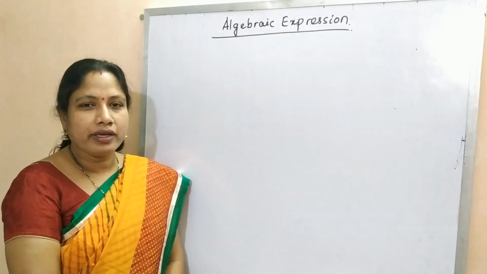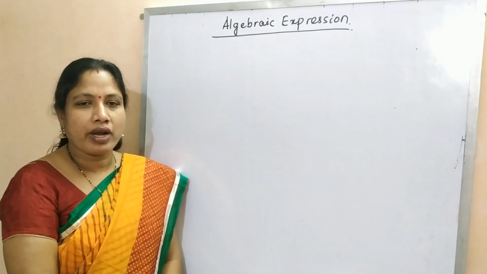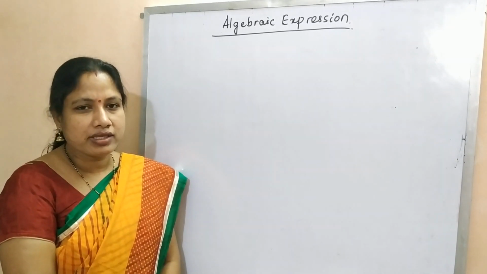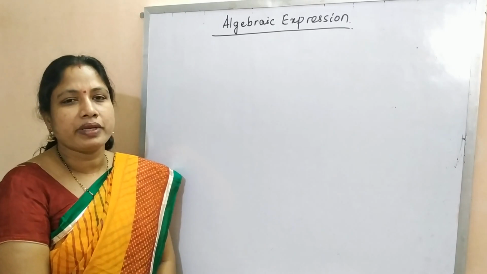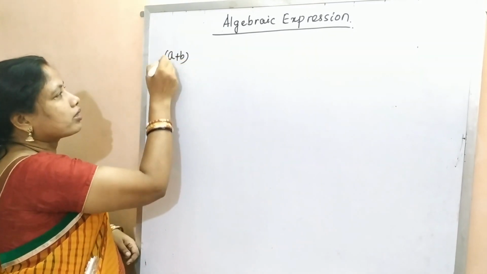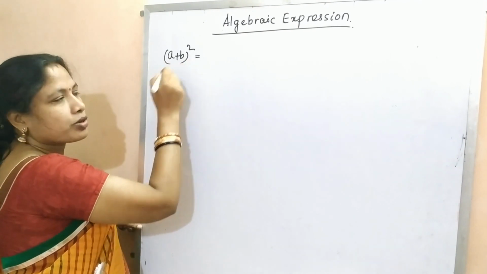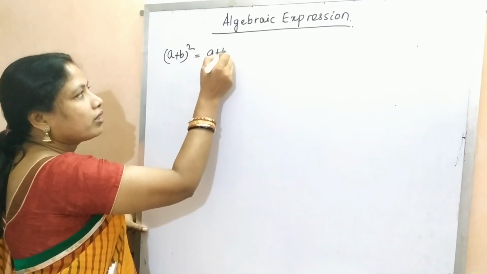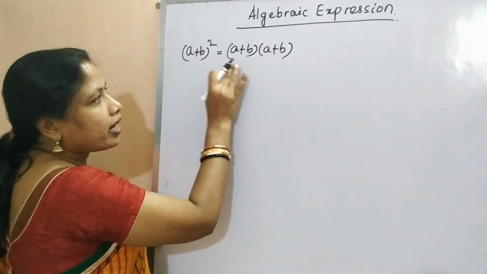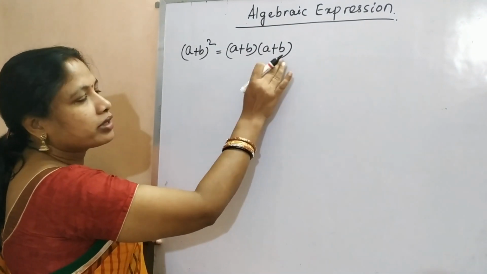Students, so far in algebraic expressions you know addition, subtraction, multiplication of algebraic expressions. So in this session let us discuss some algebraic identities. So first, (a + b) whole square. (a + b) whole square means (a + b) multiplied with (a + b). So we have to multiply a binomial with a binomial.